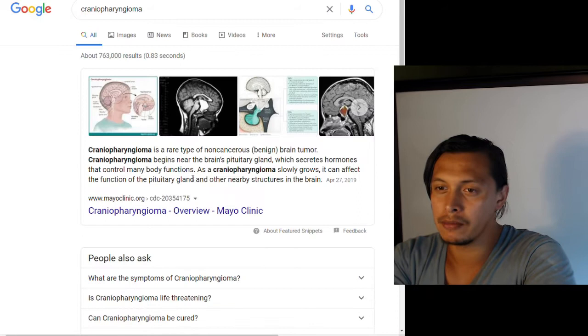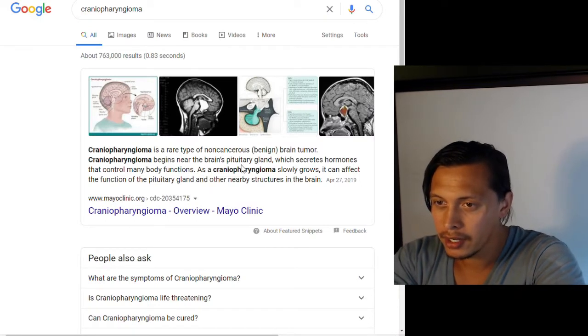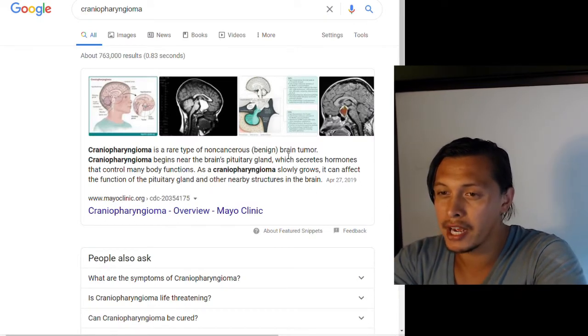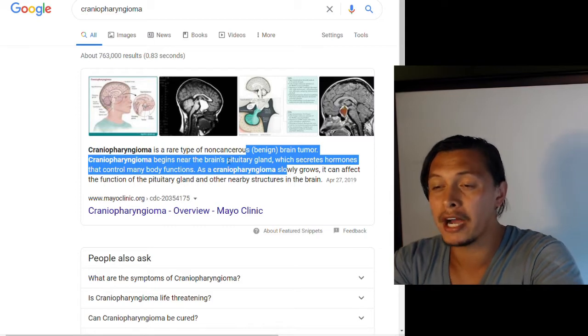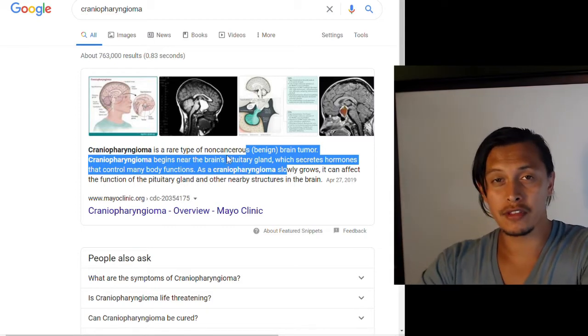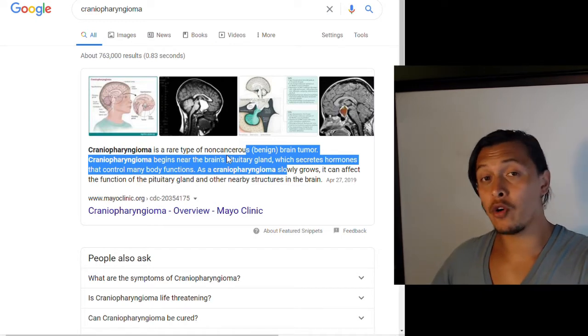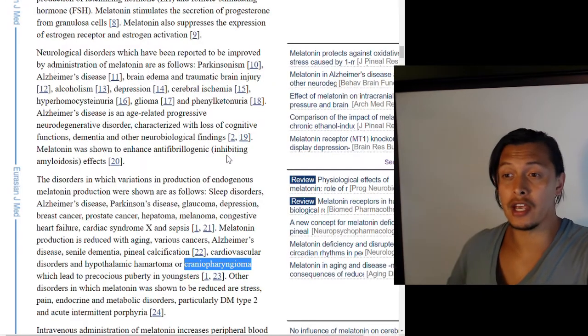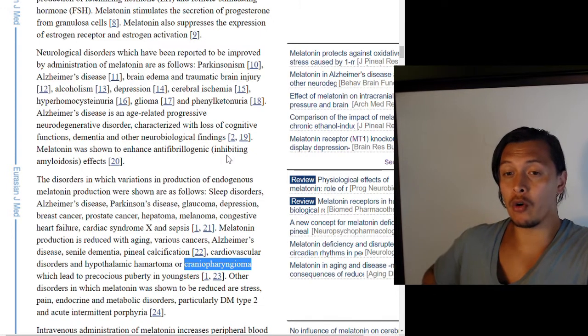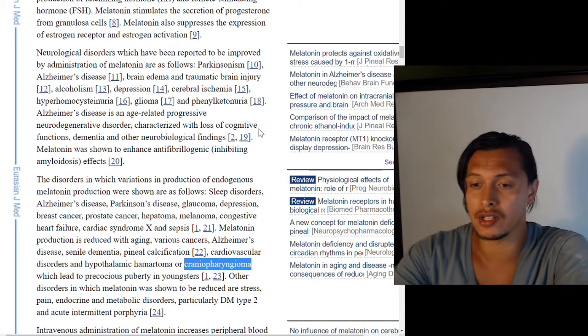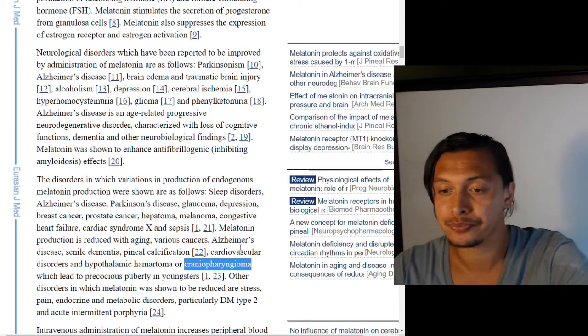So is this the pituitary? I think it's a benign brain tumor that is by the pituitary gland, which can, if it's by the pituitary gland, it might be releasing pituitary-related hormones, which could then result in early puberty or growing too large. So there's a lot of bad things that can happen.